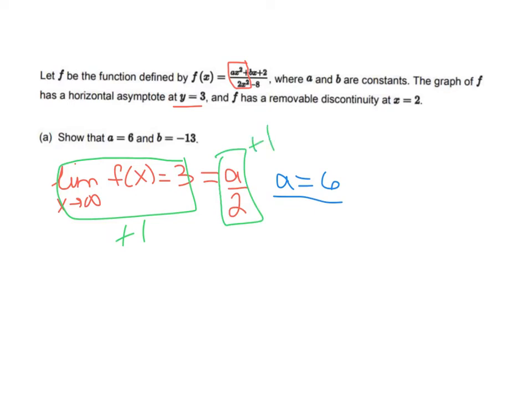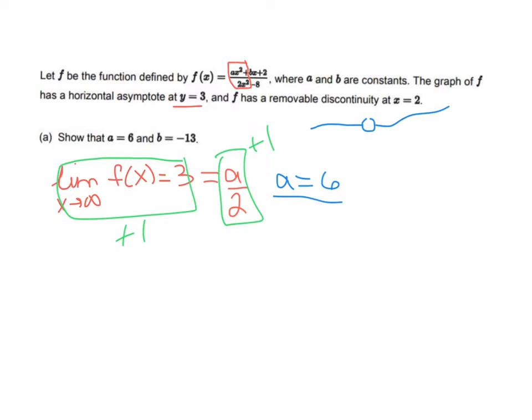So the next thing I want to talk about is that removable discontinuity. A removable discontinuity on a graph, if you remember, is going to look like this. It has an open circle. There's a hole in the graph. What that means is that you're just missing one point. Actually, though, the limit at that value is going to be defined. It's not going to be non-existent. So that's what's going to happen in the graph.